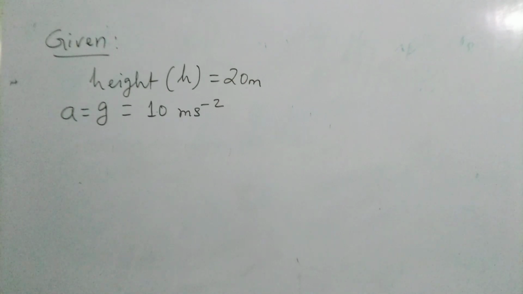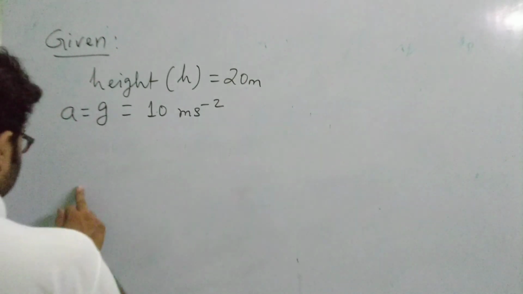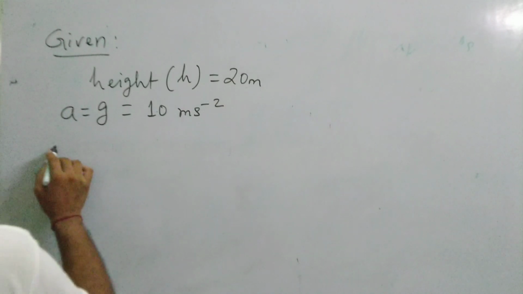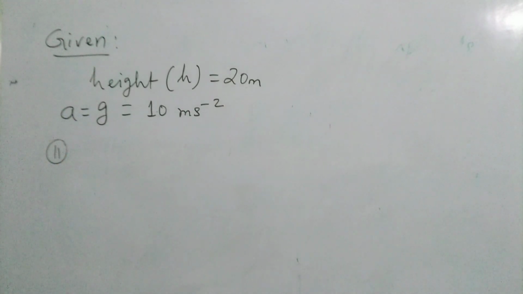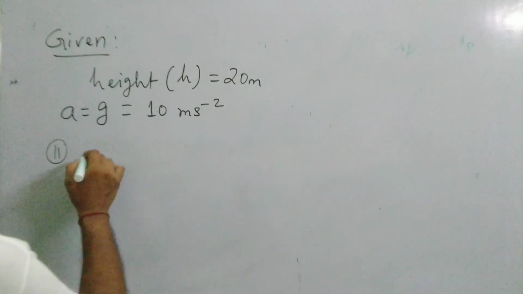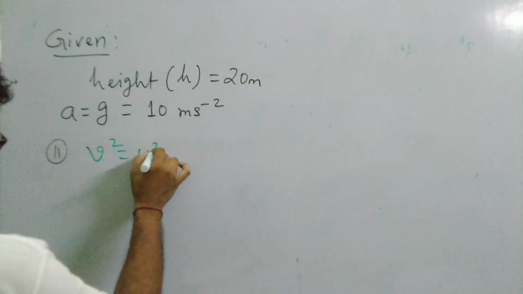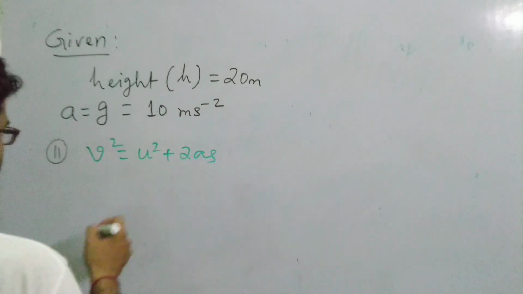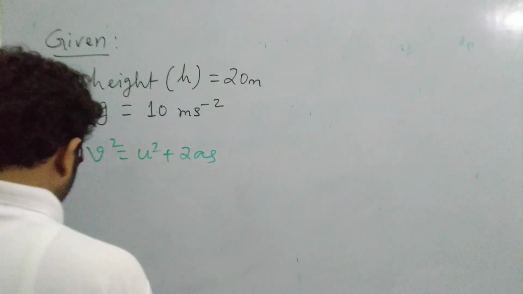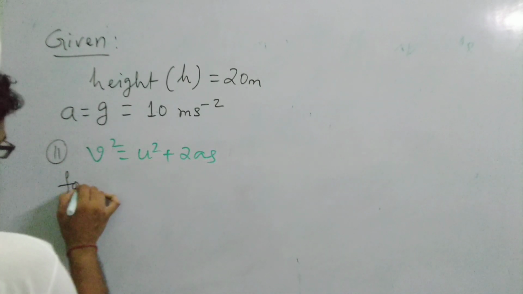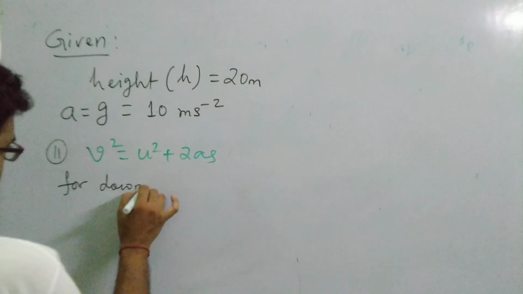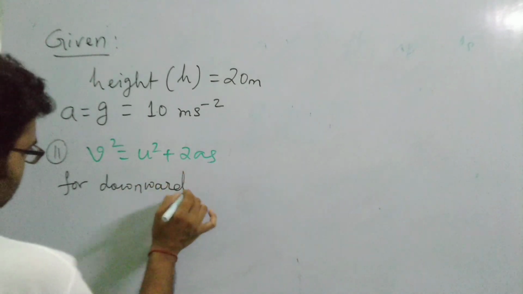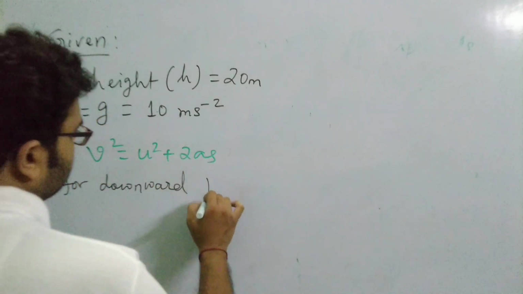Now we can also cross check this using the numerical solution. So for the second part, you have to find the velocity when it hits the ground. During the downward journey, once again you can use the equation v square equals u square plus 2as. Now for the downward journey, when the ball has reached the maximum height, it attains zero velocity there, isn't it?